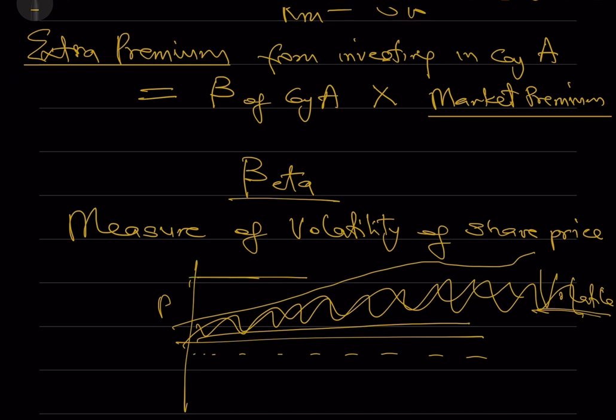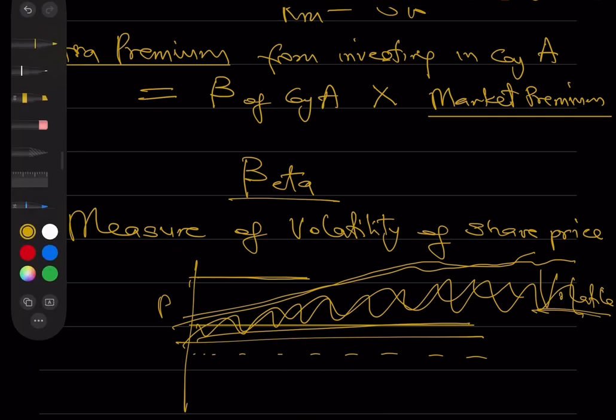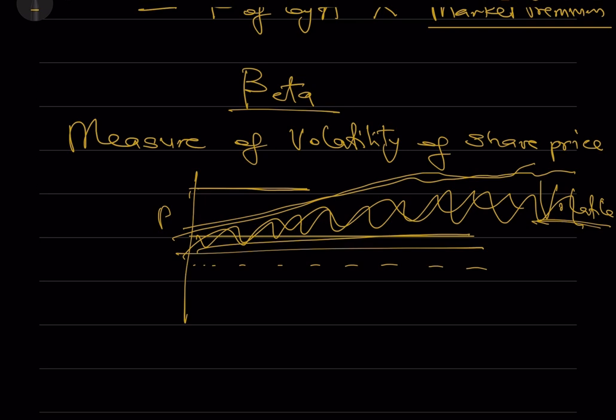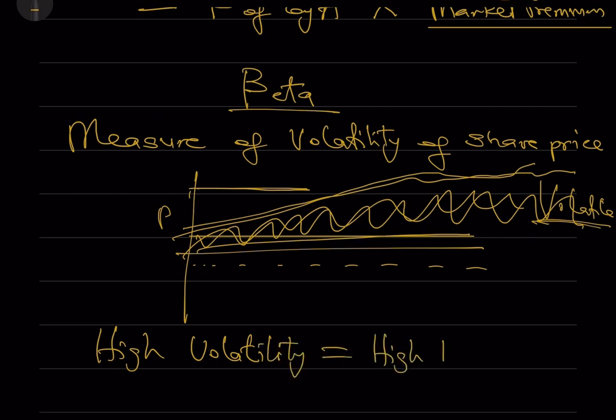This is least volatile, almost constant. This is very less volatile as well. And this is also less volatile, just changing once in a while. So volatility is about the speed of change of share price, right? So high volatility means high risk. High volatility is the same thing as high risk. And in that case, you expect the premium to be high.